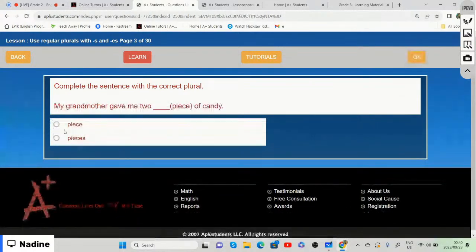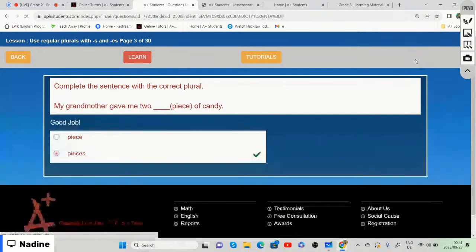And then my grandmother gave me 2 pieces of candy. Is it 2 piece of candy or 2 pieces of candy? So we can say my grandmother gave me 2 pieces of candy. Pieces. 1 piece, 2 pieces, or more than 1 piece. Piece is pieces.